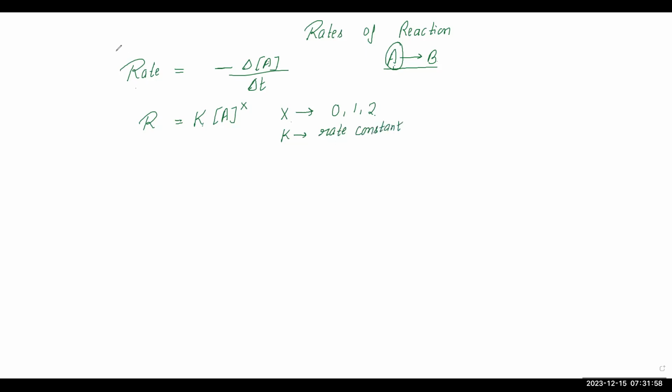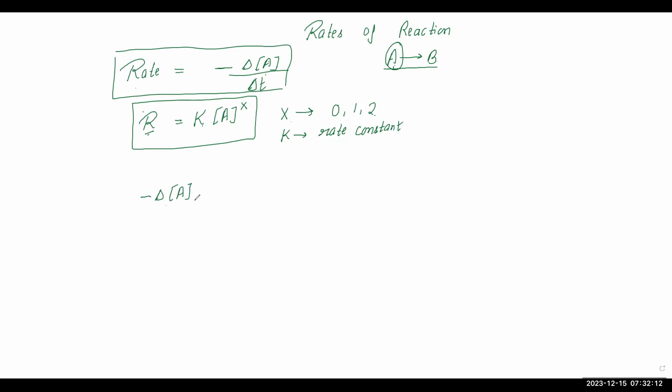Now, this is one definition of rate. This is the rate law. If I replace this rate by this equation, then it becomes minus delta A over delta t, which is equal to K times concentration of A raised to power X. X can be 0, 1, 2, and K is the rate constant. Zero order, first order, second order. We did the units of K also. In the last class, we practiced some questions based on rate law.